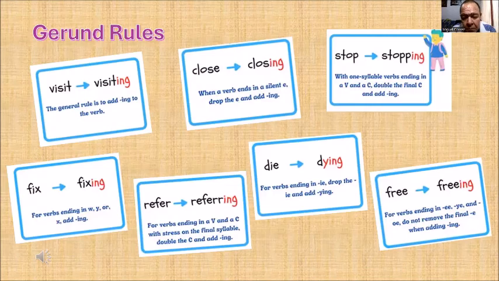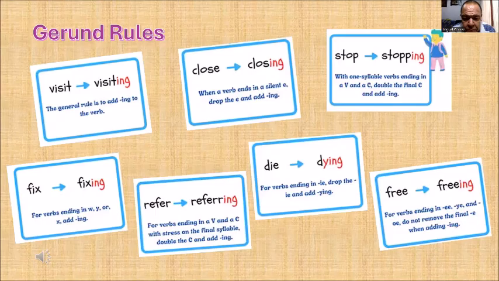Before we begin distinguishing between these two verb forms, let's first review the rules for forming the gerund. The general rule is to add -ing to the verb. Visit, visiting. When a verb ends in a silent E, drop the E and add -ing. Close, closing. With one-syllable verbs ending in a vowel and a consonant, double the final consonant and add -ing. Stop, stopping. For verbs ending in W, Y, or X, add -ing.